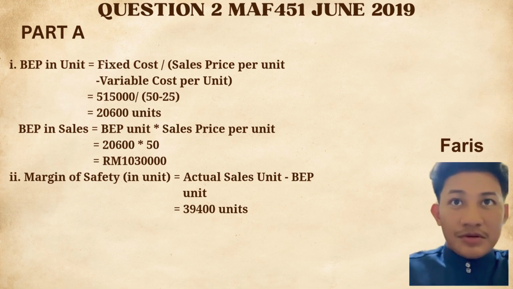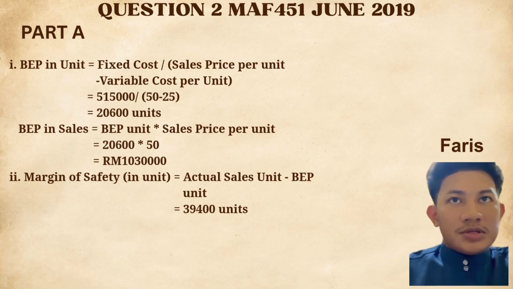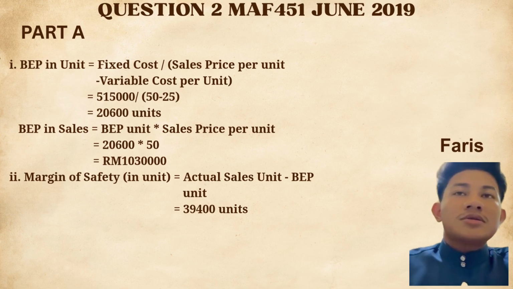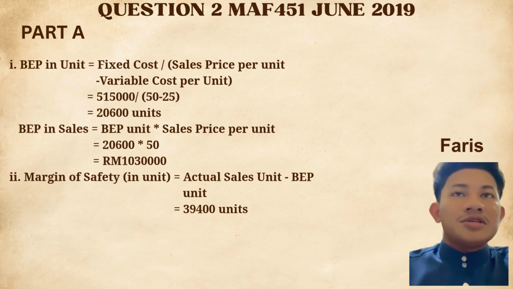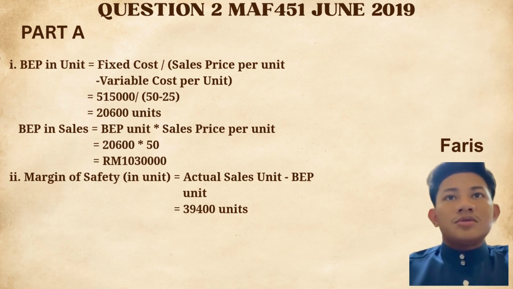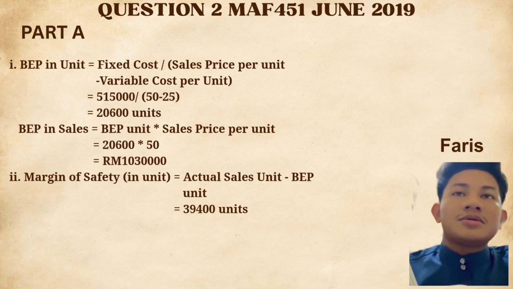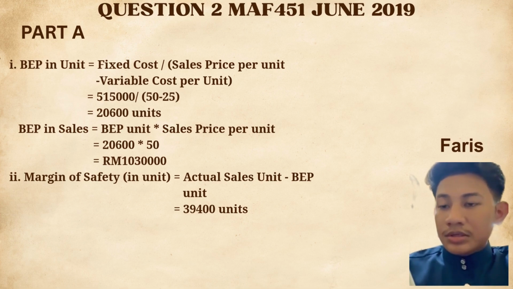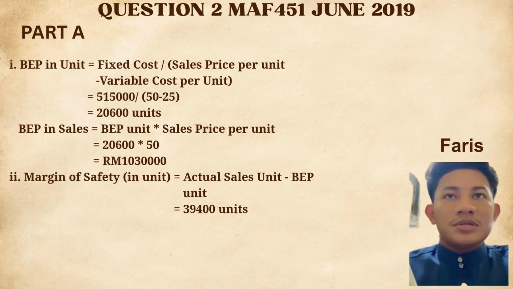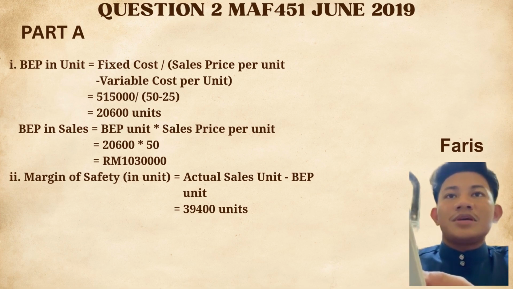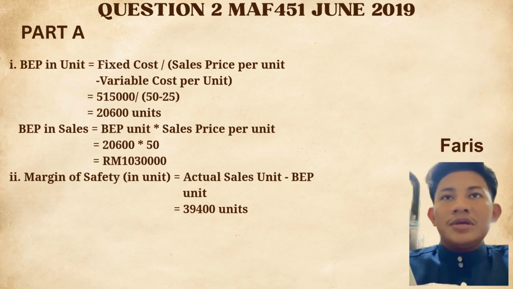How to calculate BEP in unit? Okay, the formula is fixed cost over sales price per unit minus variable cost per unit. Okay, the amount for fixed cost is 550,000 over 50 minus 25. So the amount we get is 20,600 units.